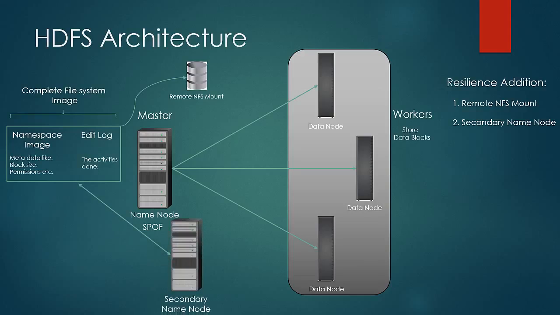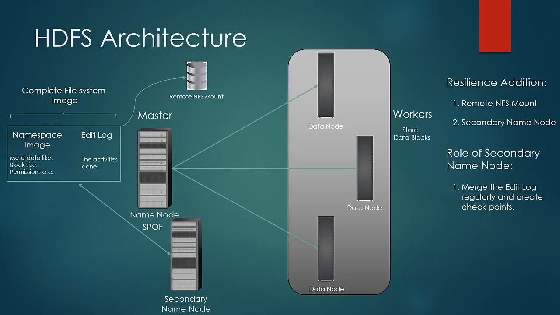Its main and sole purpose is to combine the namespace image and edit logs so that name node's main memory doesn't fill up because of the ever-increasing edit logs. Secondary name node also creates checkpoints of the namespace image and edit logs merged together and writes it to a file. This helps name node to release the main memory occupied by the edit logs till the point of last checkpoint. And this is the only purpose of secondary name node.